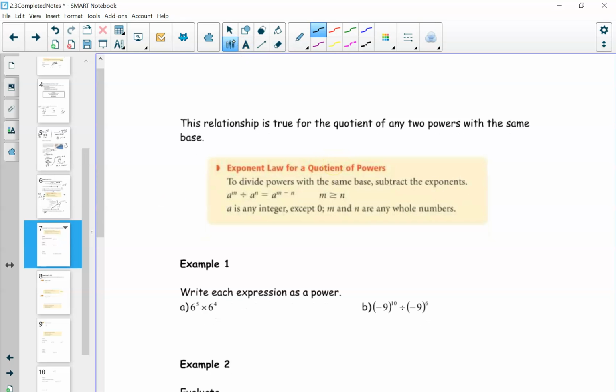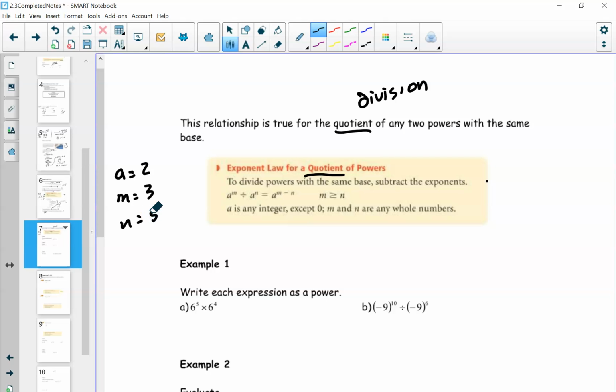Very similar to what we did for multiplication. Quotient is division, right? Okay, so for the quotient of powers, division, a to the m divided by a to the n equals a to the m minus n. Now let's just use the exact same example we did before. A is 2, m was 3, I believe, and n was 5.